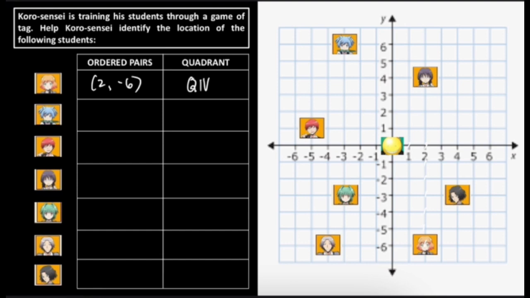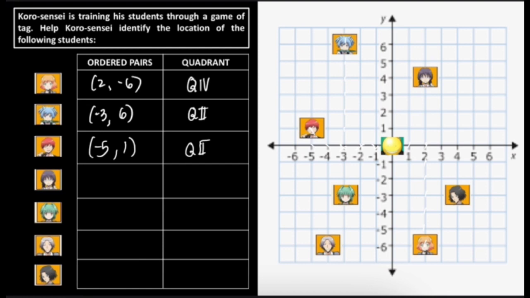Now let's try to find Nagisa. So we go from Core Sensei 1, 2, 3 to the left, so negative 3 for X. Then we go 1, 2, 3, 4, 5, 6 up. So it's negative 3, positive 6 for Nagisa. And he's located at quadrant 2. While for Karma, we move 1, 2, 3, 4, 5 units to the left. So it's negative 5. And we also move 1 unit up. So it's negative 5, 1. And again, this is in quadrant 2. Karma is in the same quadrant as Nagisa.